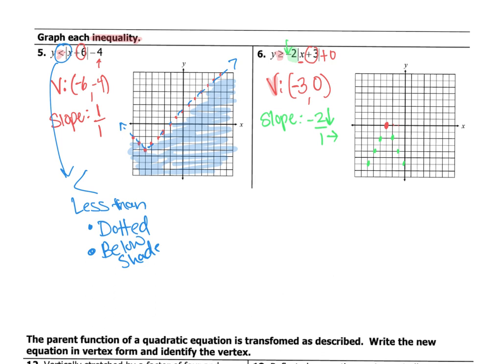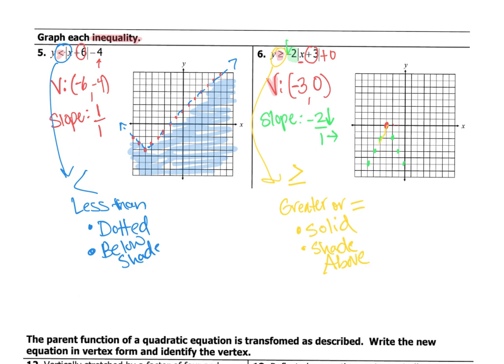Okay, now to finish this up, we have to talk about this sign again, so let's bring it down. This is a greater than or equal to. Okay, so that tells me two things. Because it's or equal to, we get to have a solid line. There we go, solid line. And because it's greater, that means we shade above. Okay, shade above the vertex.